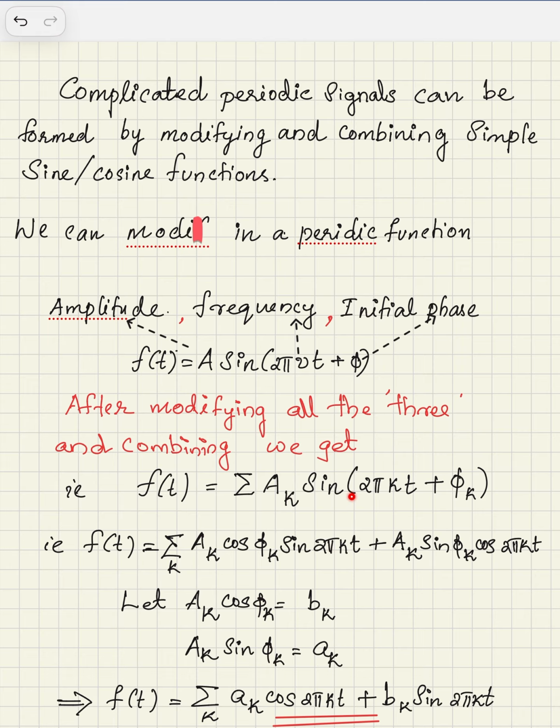Now, I know the identity sine a plus b as sine a cos b plus cos a sine b. Let me call ak cos phi k as bk and ak sin phi k as small ak. Therefore, I can write f of t as sigma k small ak cos 2 pi kt plus small bk sin 2 pi kt. This is a familiar form you might have seen when you studied Fourier series.